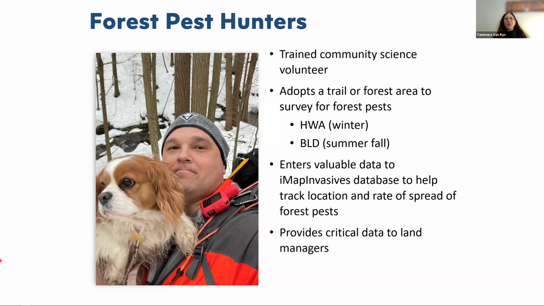We ask you to adopt a trail in the winter for HWA, and if you can, in the summer to look for beech leaf disease. That data then gets entered into the New York State iMap Invasives database. We are the envy of many other states because of the data that we have. It's that data from the volunteers that tells us and tells New York State DEC where to go to do the next set of treatments, and what areas are most threatened. Without those iMap Invasives points and those eyes on the ground, we'd never know that.